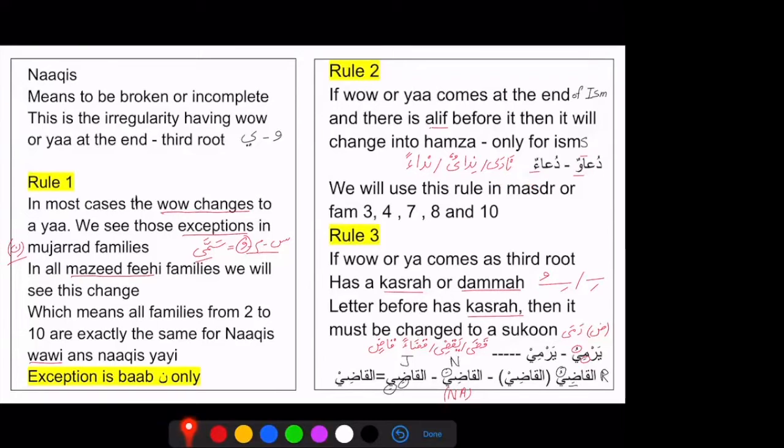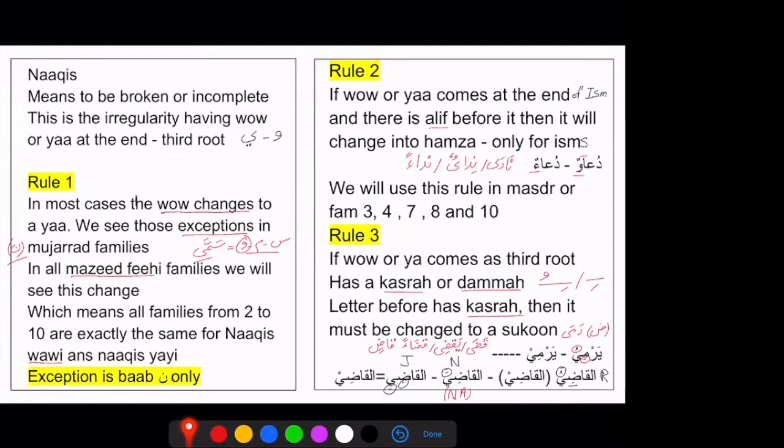Nada, yunadi, and then nidayun. Basically it was nidayun, but before this ya we have alif, so that's why this ya is changing into hamza, and we will say nida'un or nida'an, not nidayun. And we will use these rules in Masdar 3, 4, 7, 8, and 10. So all these families will use this rule.